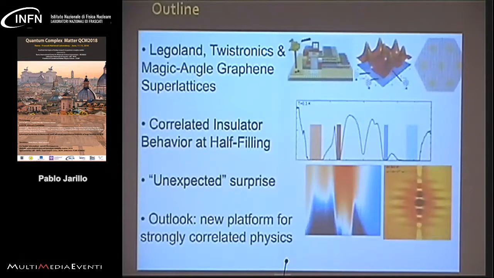So this is what I want to tell you about today. I want to tell you a little bit about this Legoland and magic angle graphene and these 2D materials, and thanks to the nice introduction by Professor Iwasa, this will go fast. Then I'll tell you a little bit about correlated insulator behavior that occurs in these materials that have filling. An unexpected surprise, which by now is not unexpected, is superconductivity, but it was certainly a surprise for us, and a little bit about the outlook.